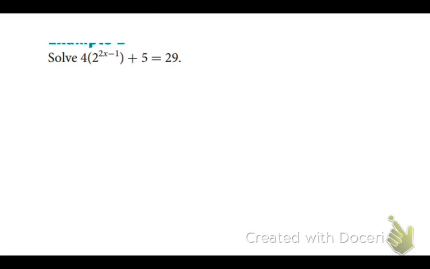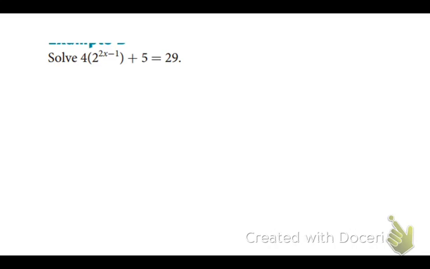Okay, where is the variable? It is an exponent. So this is what we would consider our exponential equation. Okay, so we're going to solve that. Just like we would solve a normal equation, we want to isolate it as much as possible before we bring in our identities and properties and such.